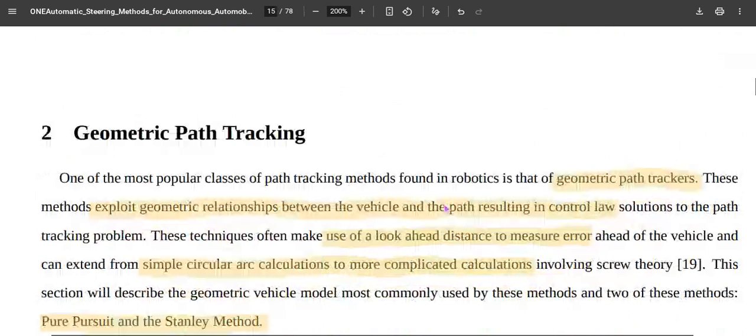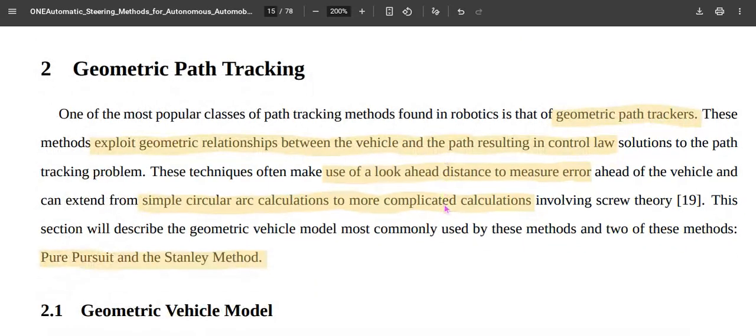for different velocity fields. Now let us see two important path tracking methods which were very successfully applied on many car-like robotic controllers. These are geometric based methods, meaning they utilize the geometrical relationship between the vehicle and the path, resulting in a control law.